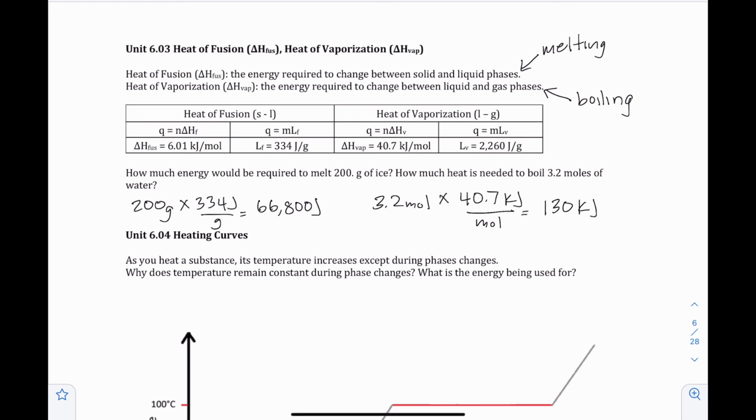Okay, so notice how, depending on whether you're using the grams versus the moles values, your final units will be left in either joules or kilojoules. So you'll need to convert this to kilojoules if that is what your question is asking for. But you won't need to do that for the moles value.